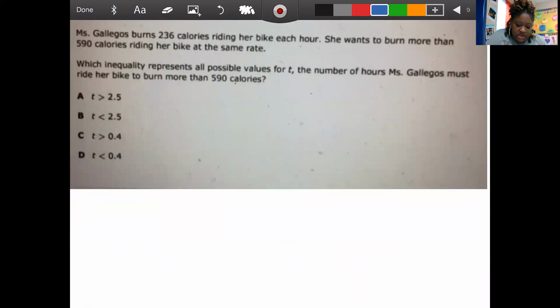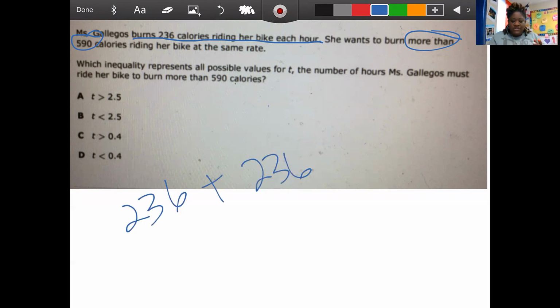Miss Gallegos burns 236 calories riding her bike each hour. She wants to burn more than 590 calories. So pretend like yourself. What is something that y'all do to burn calories? Ride a skateboard? Do y'all ride skateboards? Oh, play basketball. Yeah, my kids play basketball. So say my 14-year-old plays basketball and he burns 236 calories every hour. So 1 hour he's playing, he burns 236 calories. Another hour, 236 calories. Another hour, 236 calories.